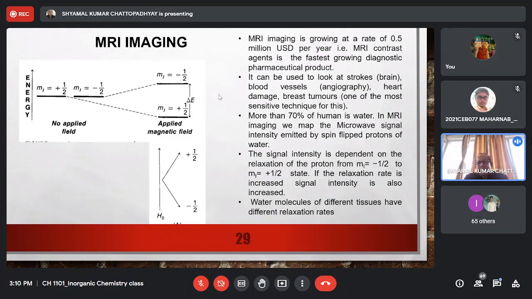Now, what happens in MRI imaging? What you do first of all is the patient goes in, right, and in a human body there is 70% water.